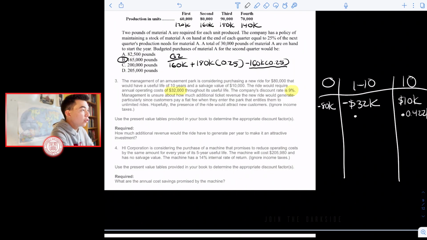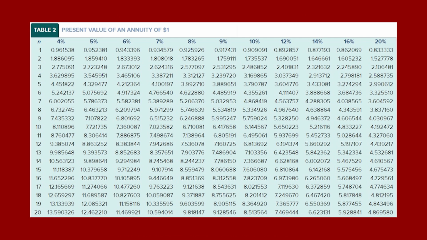And for the years 1 through 10, since that's multiple cash flows, it's not just $32,000 for 1 year. This is $32,000 for multiple years. We have to use a present value annuity chart, but we'd be using the same discount rate. So I'm looking for 10 periods for a 9% discount rate, and I get 6.42.